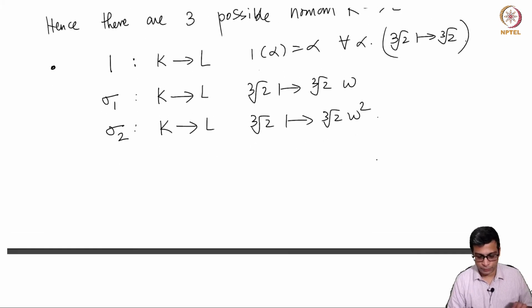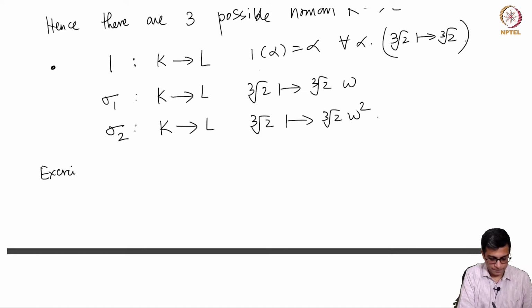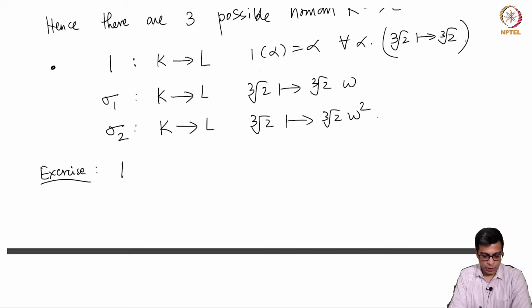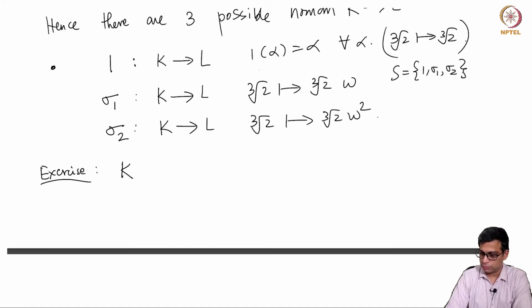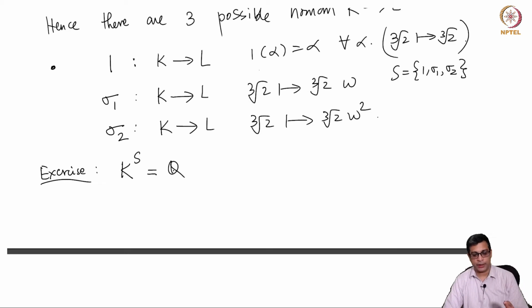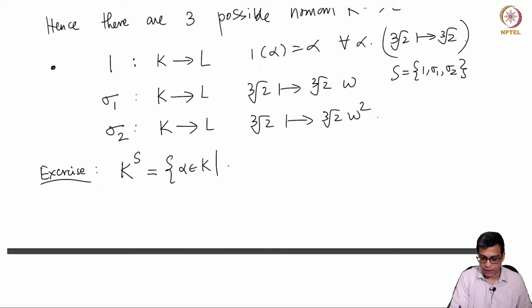Okay, so now I will leave this mostly as an exercise for you. Let us denote S by these three elements. S is the three element set: 1, sigma 1, sigma 2. K^S is actually Q. If you take an element of K that is fixed by all of them, that is fixed by S, maybe I'll just spell it out once. It is all alpha in K such that alpha equals sigma 1 of alpha equals sigma 2 of alpha.